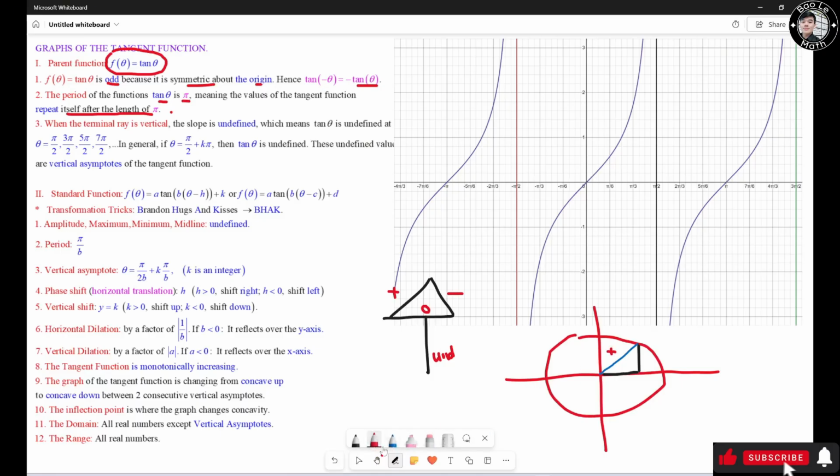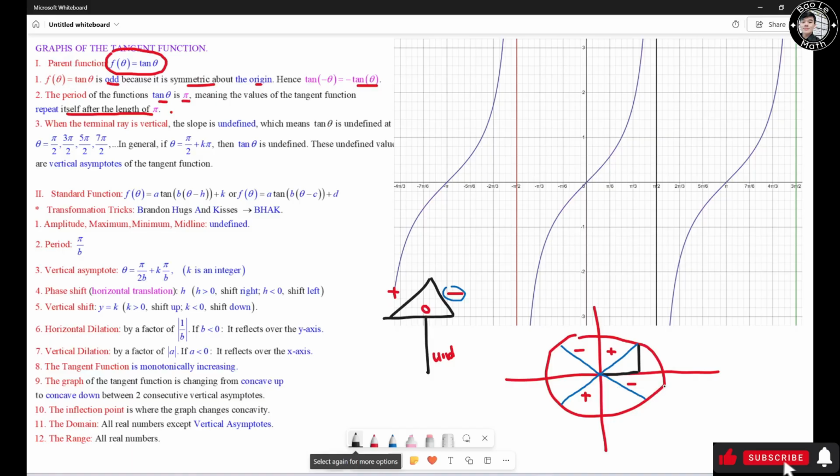Actually, rise over run is positive. Now if the terminal ray is in the second quadrant, it's going to be this one right here, and then the slope is negative. Of course, if you draw the rise and run, you will see that it's negative. Now, if the terminal ray goes to the third quadrant, the slope of the terminal ray is positive again. If the terminal ray goes to the fourth quadrant, the slope is negative again.